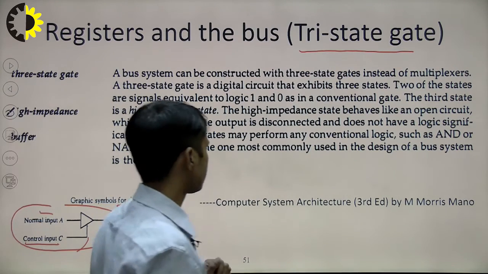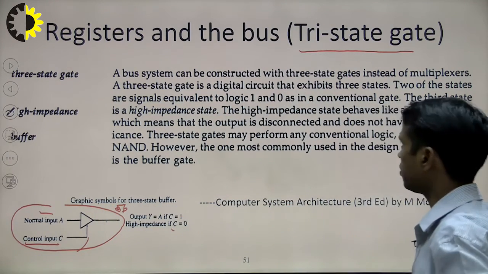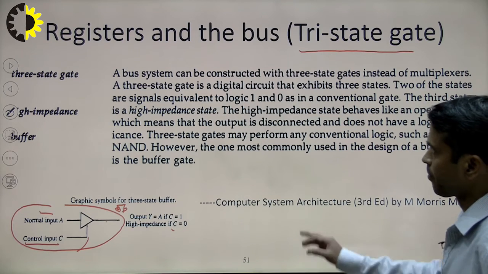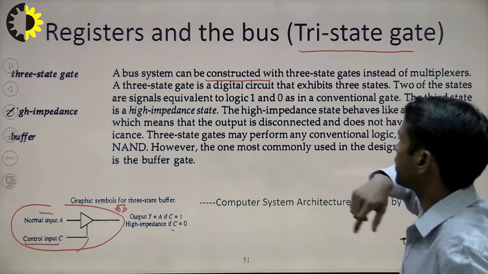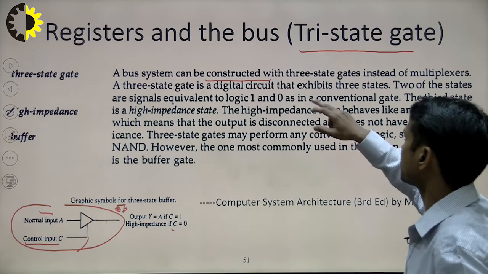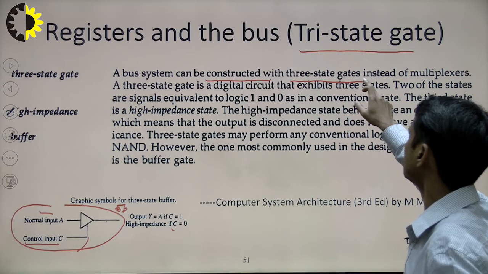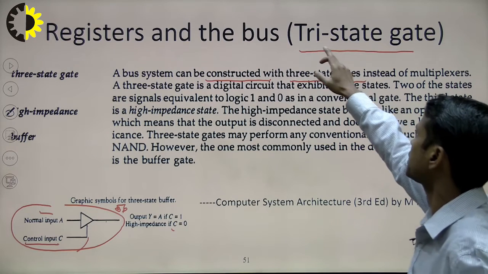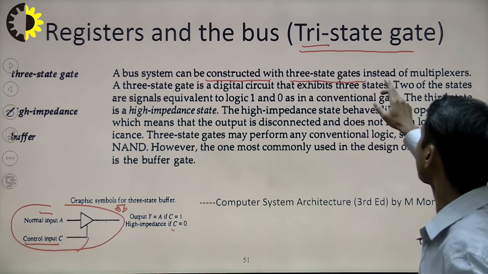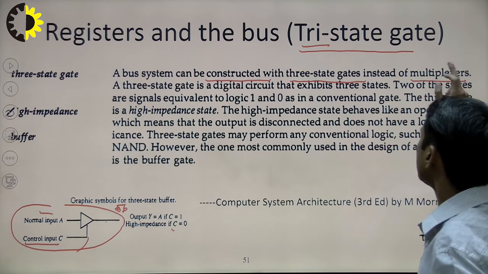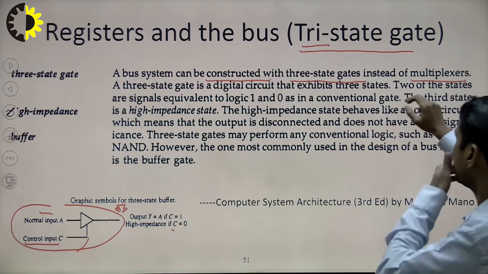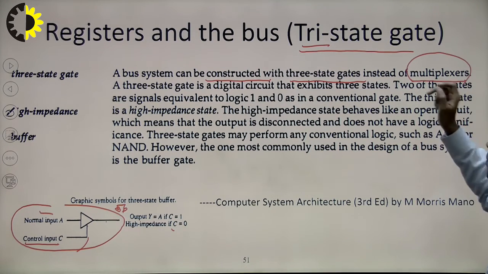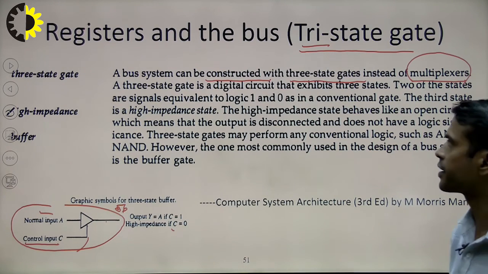I have taken this diagram from the book by Maurice Mano, and it says that the bus system can be constructed as we discussed previously using the multiplexer. It can also be constructed with a 3-state gate, also known as tri-state gate; both are the same. So, we do not require a multiplexer. Why are we choosing this tri-state gate? The reason is that a multiplexer is complex and consumes a lot of circuitry elements.